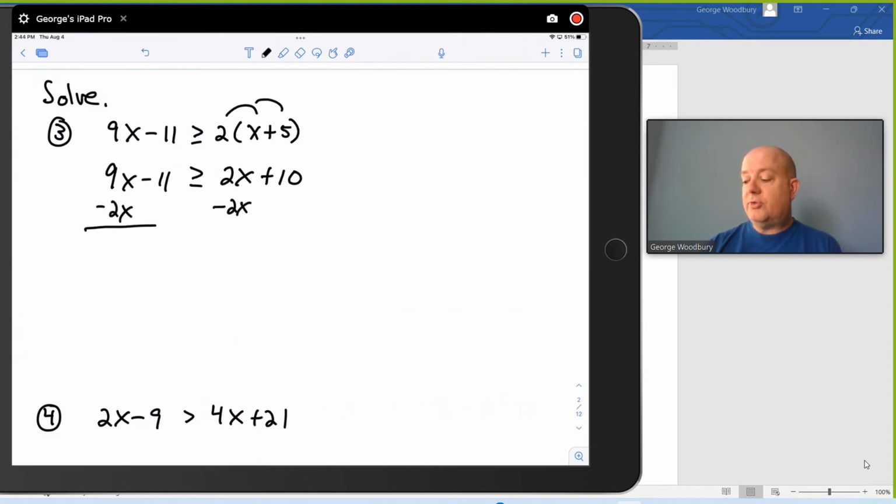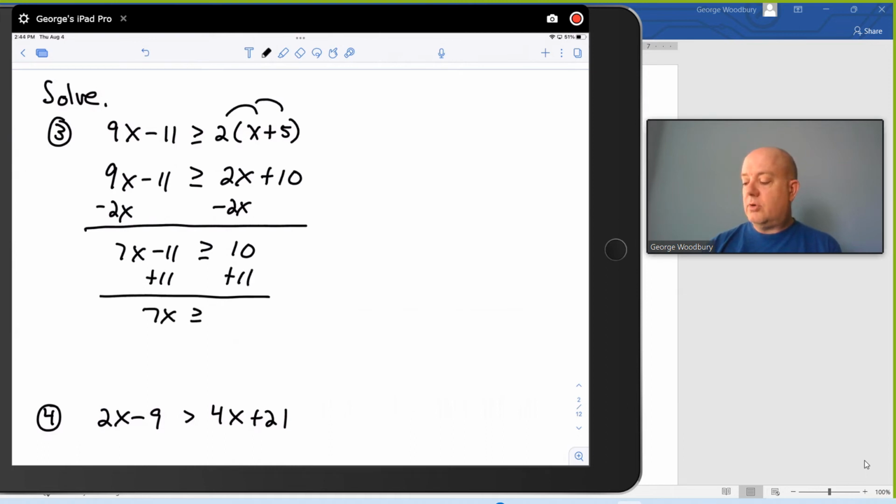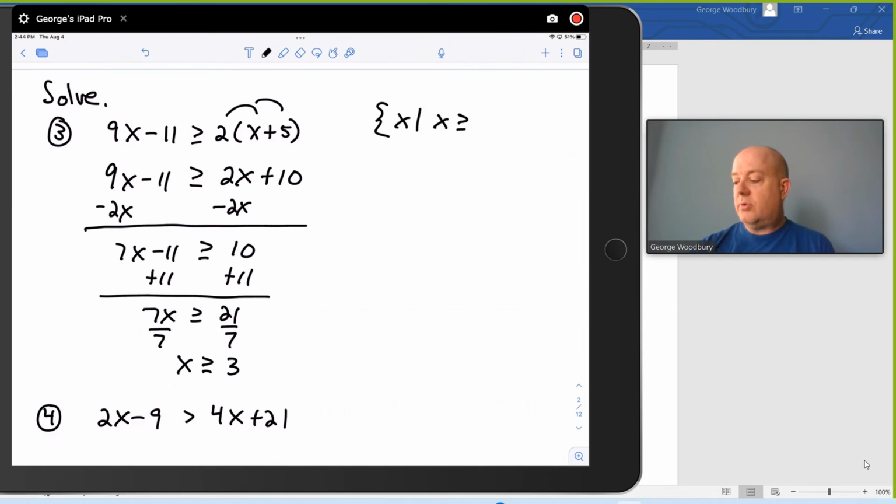Subtract 2x from both sides. 7x minus 11 is greater than or equal to 10. Add the 11 to both sides. 7x is greater than or equal to 21. Divide both sides by positive 7. I don't have to worry about changing the direction of the sign. x is greater than or equal to 3. So set builder notation, the set of all x, such that x is greater than or equal to 3.